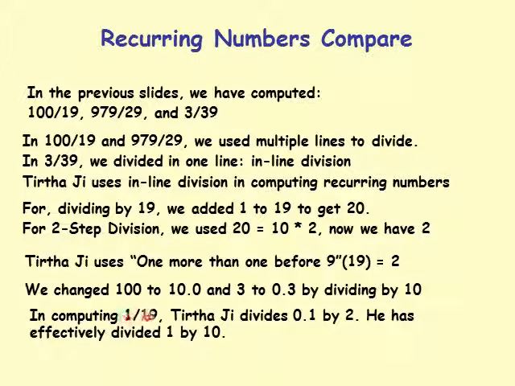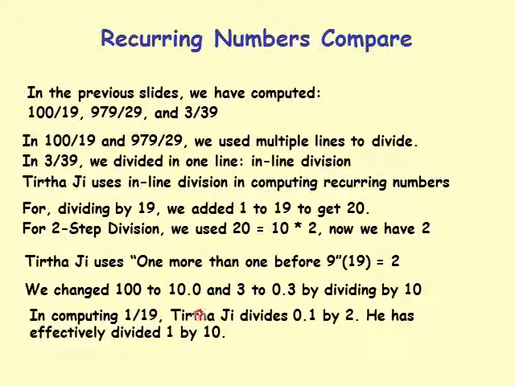In computing 1 over 19, 1 divided by 19, Tirthaji divides 0.1 by 2. So he has changed 1 to 0.1 and he has effectively divided 1 by 10. Okay, instead of doing 1 over 19, first he got a 2 by using this sutra here, 1 more than 1 before 9, which is 2. Then he changed 1 to 0.1 and he started dividing 0.1 by 2. So he has changed 1 to 0.1, which is effectively dividing 1 by 10. That is our first division.